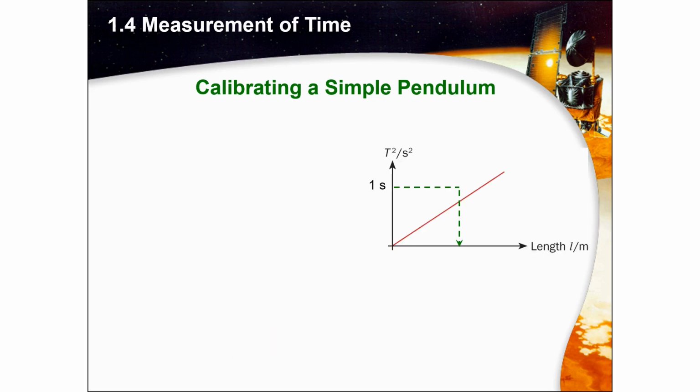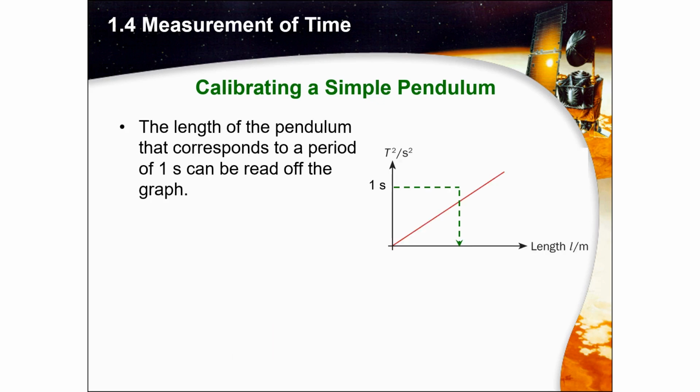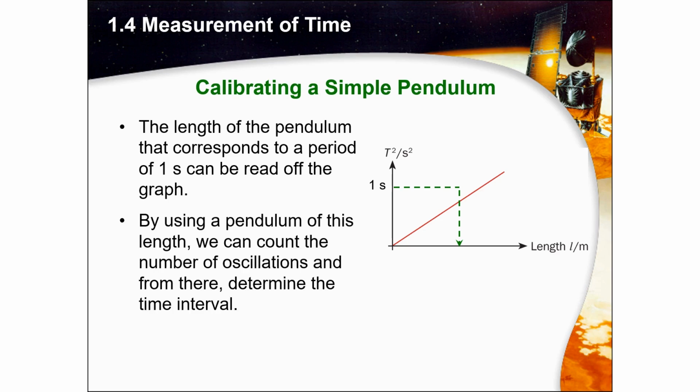If we see again, the length of the pendulum corresponding to a period of 1 s can be read off the graph. The longer the length, the longer the period, as I've told you. We can see from the picture. By using a pendulum of this length, we can count the number of oscillations and from there determine the time interval.